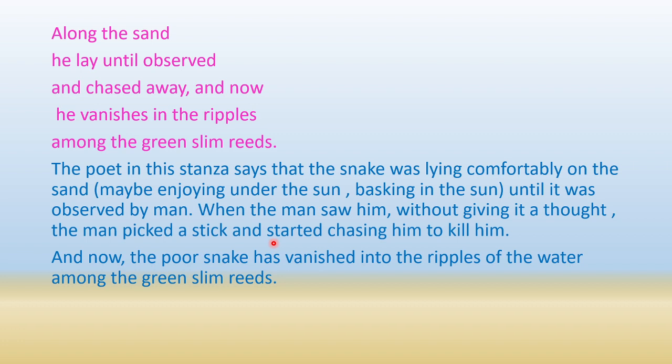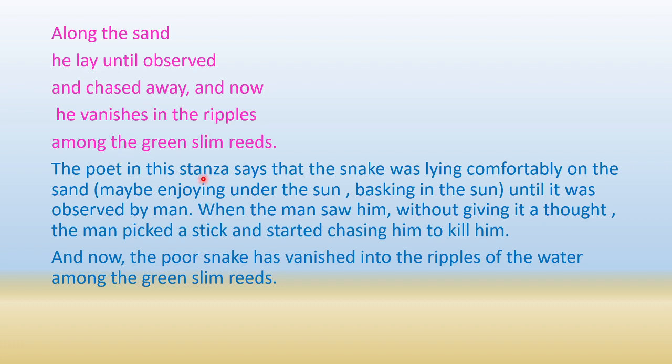Now comes the third stanza. Along the sand he lay until observed and chased away, and now he vanishes in the ripples among the green slim reeds. So you notice here this whole stanza is enjambment because this is one continued line. In between there is a comma, a punctuation mark, but it is in between. It's not where the line ends. So therefore this whole stanza is enjambment.